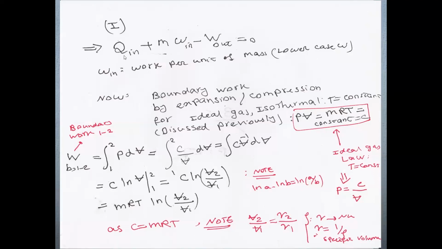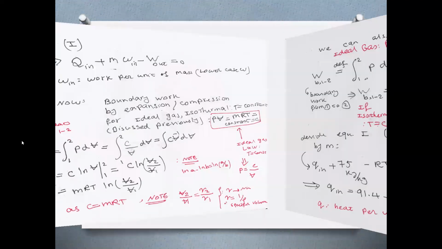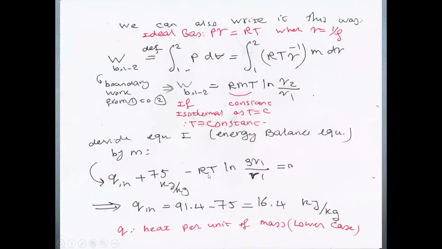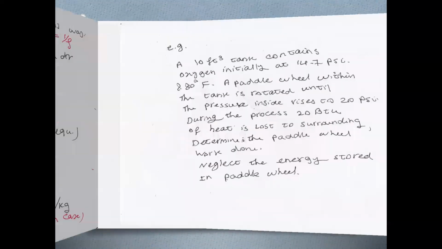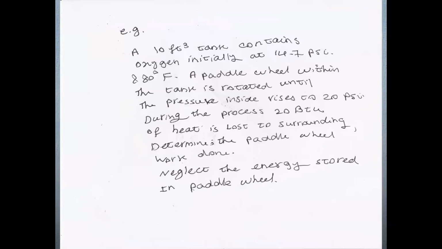Let's go to the next page. Here we have q in plus 75 minus R T ln of 3. You just plug in R for air, the specific gas constant, and the temperature, which is constant between state 1 and state 2, T1 and T2 are equal. 75 is the paddle wheel work per unit of mass, and here is lowercase q that we are looking for. And you get 16.4 kilojoule per kilogram. All right? Is it clear now? I need a confirmation. Yeah, that makes sense, Professor. Thank you. Okay, of course.